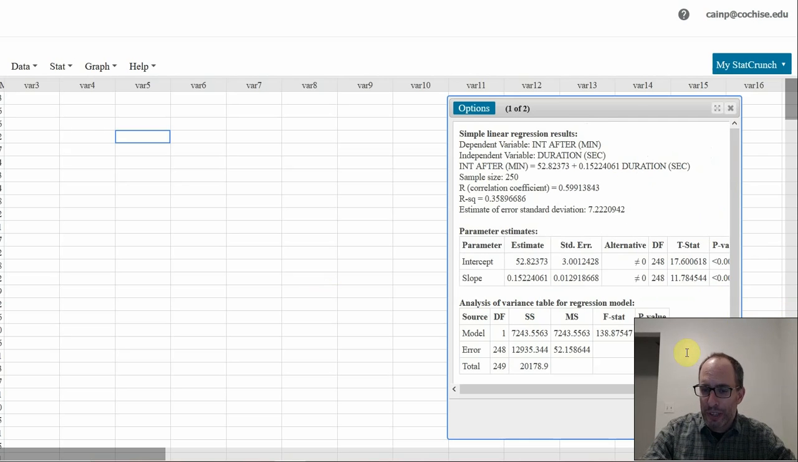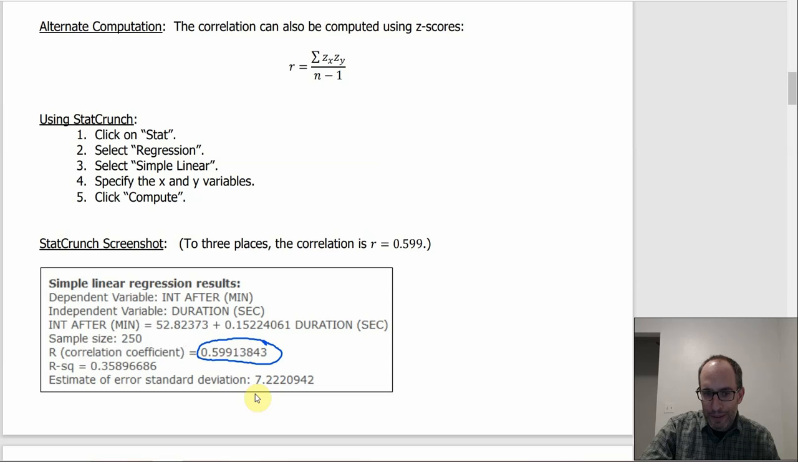We're never going to use this bottom table where it says analysis of variance for regression model. We are going to use the parameter estimates one. Not right this second, but we will get there. All right, so let's see what else we got.